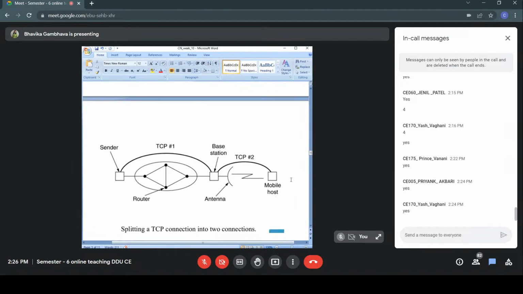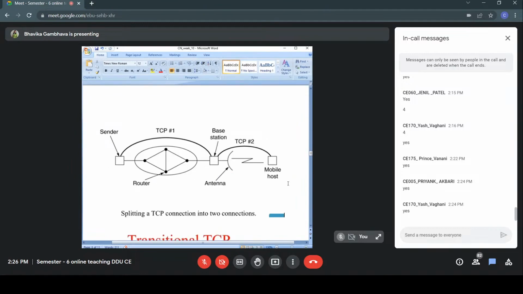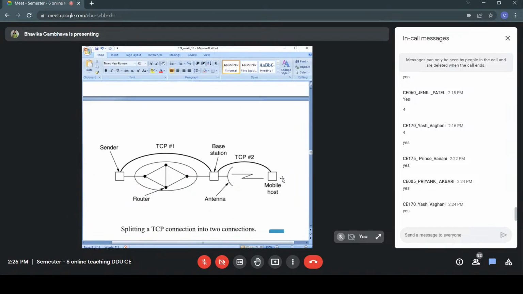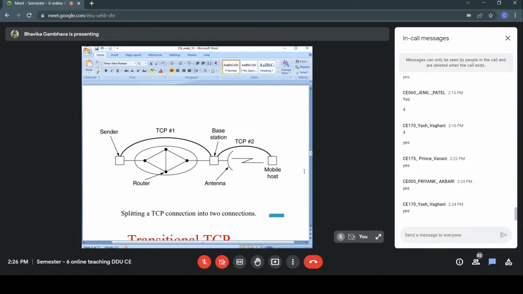So I think we can end it here. This is just the same one, splitting TCP into two connections. There is a sender, TCP1 is running here and TCP2 is running here. Just another representation of what I have talked about. This is splitting TCP. If you have any doubt, you can ask me. Otherwise, we can end it.